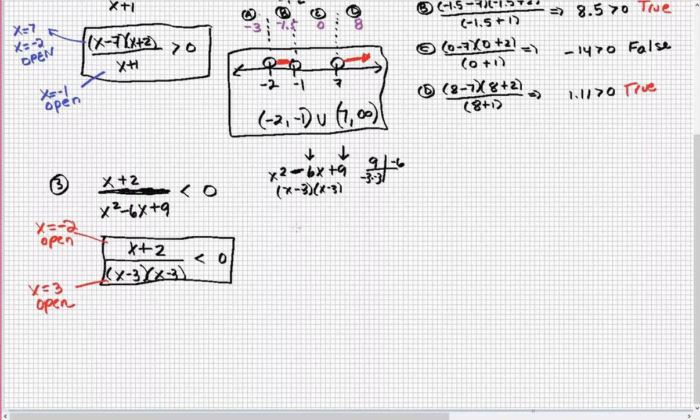Now we need a number line. -2, 3, both of them are open. And now this creates 3 regions. Yay, only 3 this time. And let's pick the numbers that we're going to test. To the left of -2, we have -3. Between -2 and 3, we have 0. And greater than 3, we have 4.